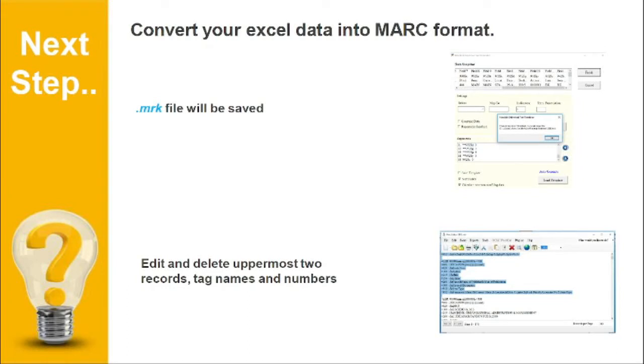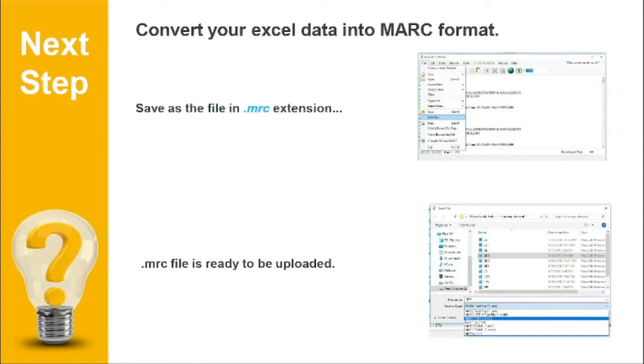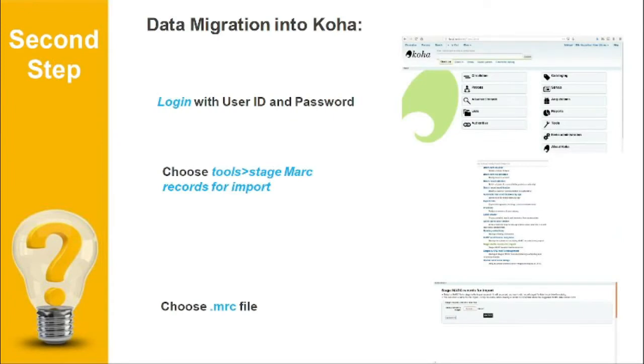Once the .mrk file is saved, we can open it with the MarcEdit software and delete the uppermost two records, tag names and numbers. And then we can save that updated file with the .mrc extension. Then the .mrc file is ready to be uploaded in the catalog.